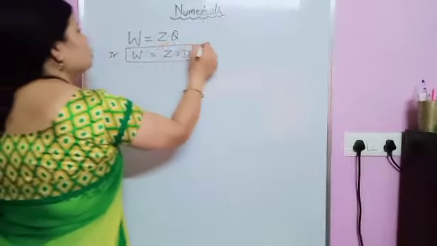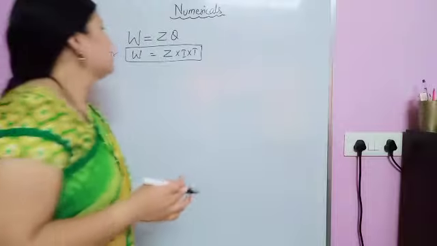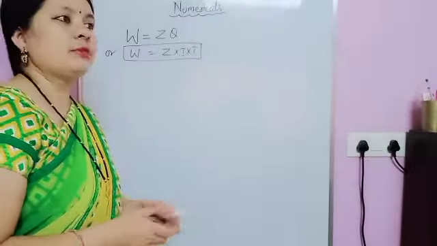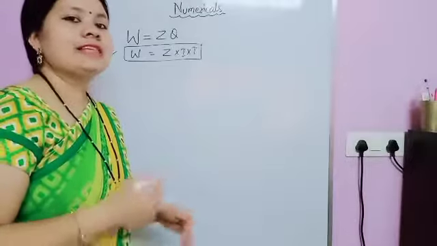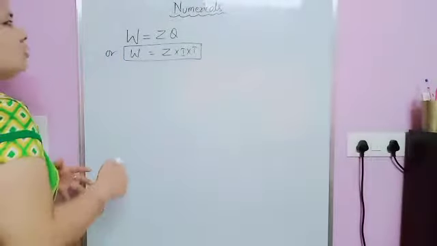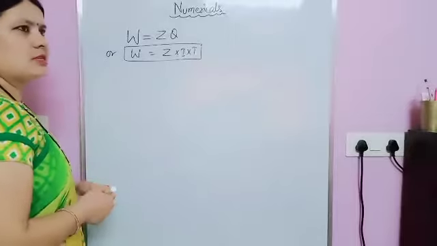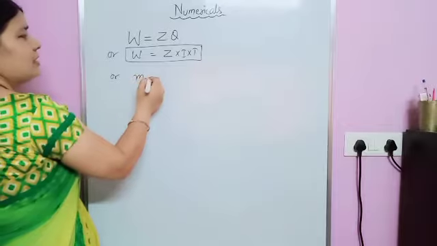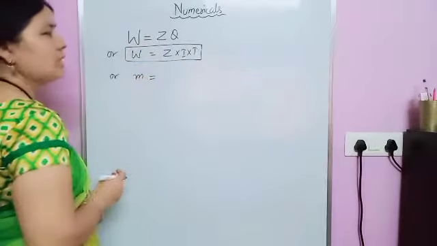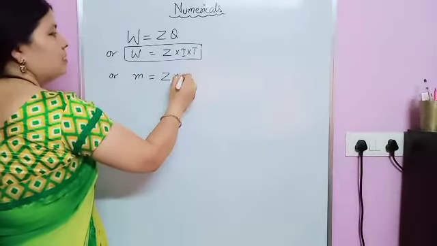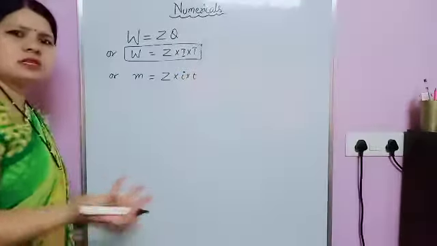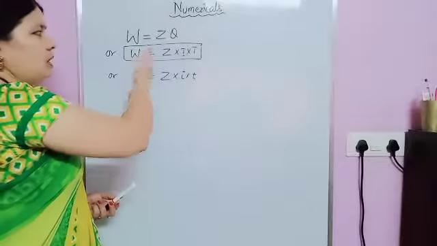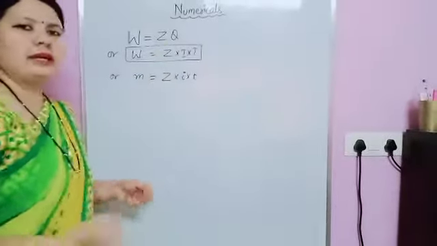And as I told you, instead of this you can write either a small i or a small t, because I represents current and T is time, and you have to take all the units in SI units, standard form. Now in some books it's written differently, don't get confused, there is nothing like that. Instead of W you can use M, Z remains the same, and this one is I into T. The formula is the same, it makes no difference; they just represent weight with mass. Nowadays we use W, but both are valid, it's totally your wish.